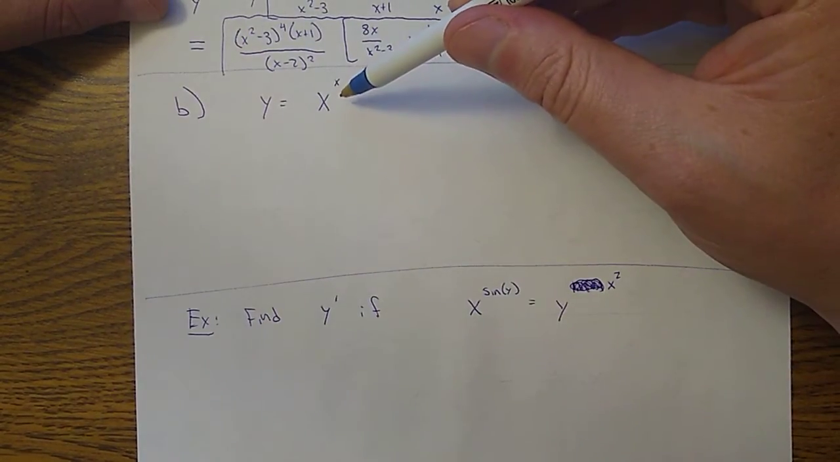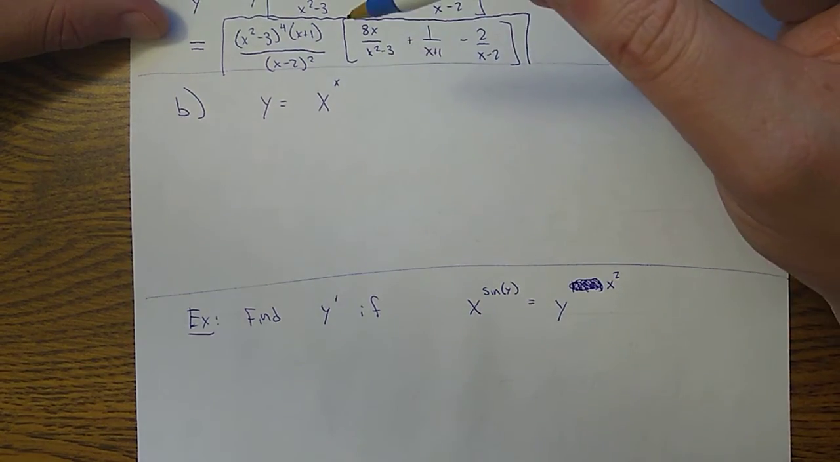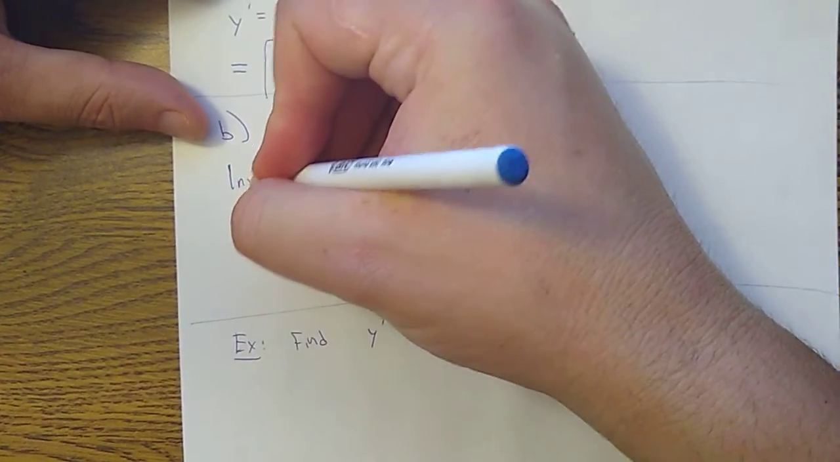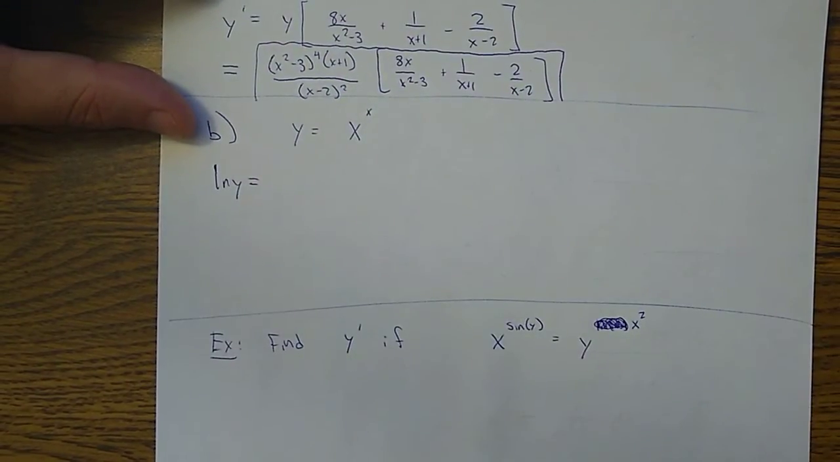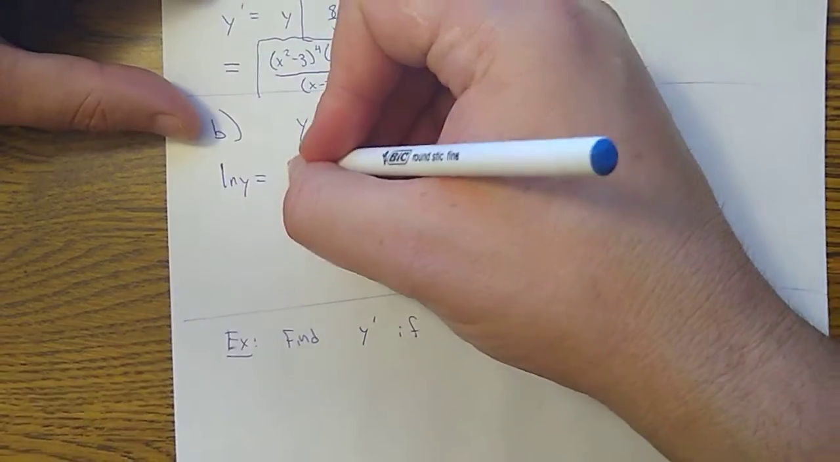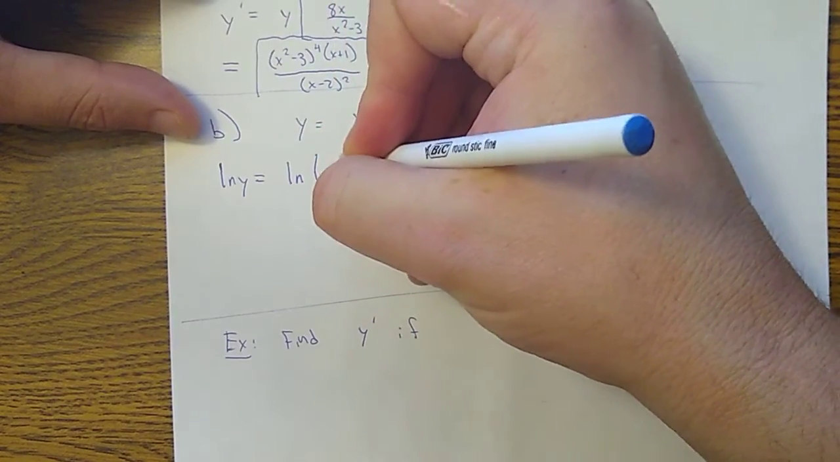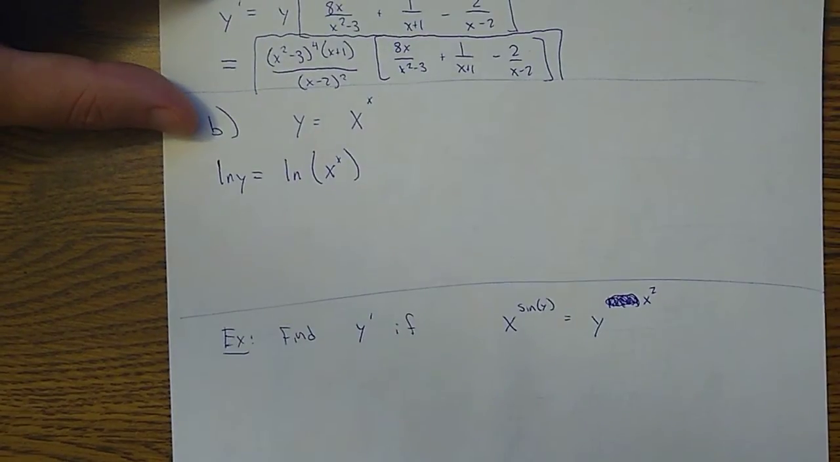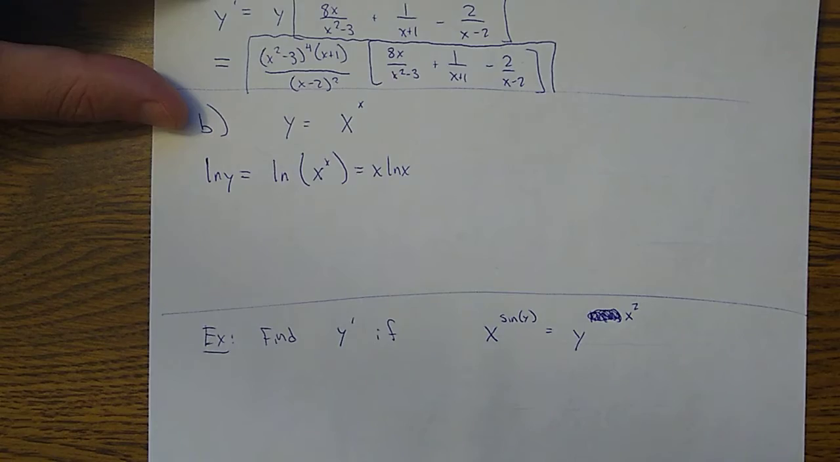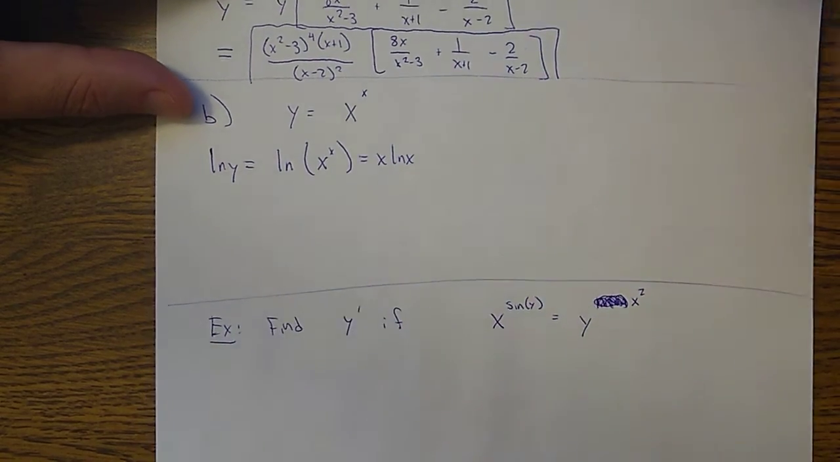Let's do it again. Slightly different scenario. First step is to do the natural log of both sides. And keep in mind, actually maybe I won't do everything at once here. I can bring this power down. So I get natural log y equals x natural log x. Now I'm going to do the derivative of both sides.